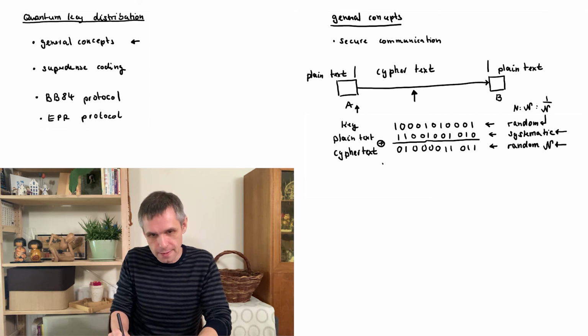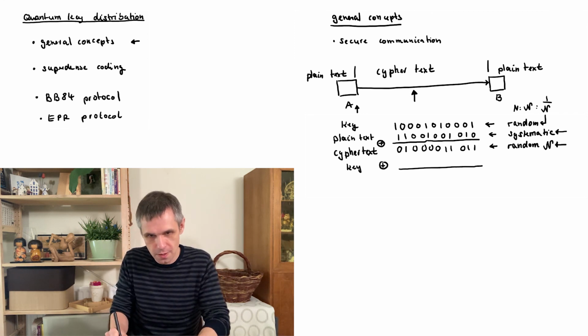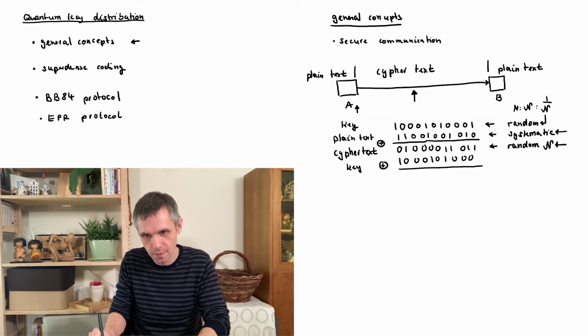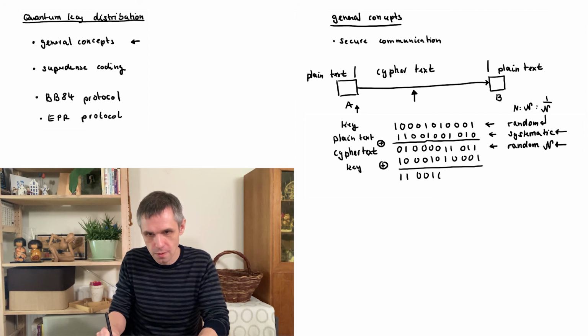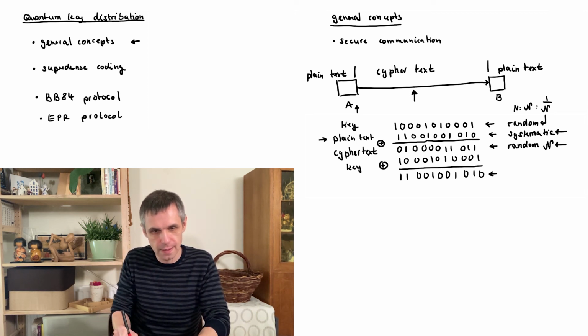For this, we again add the key to the ciphertext. So we just copy the key down here. And work out these bitwise additions modulo 2. So this is the result. So just doing this mathematically. And then we can compare our result to the plain text and see that this is indeed the same.